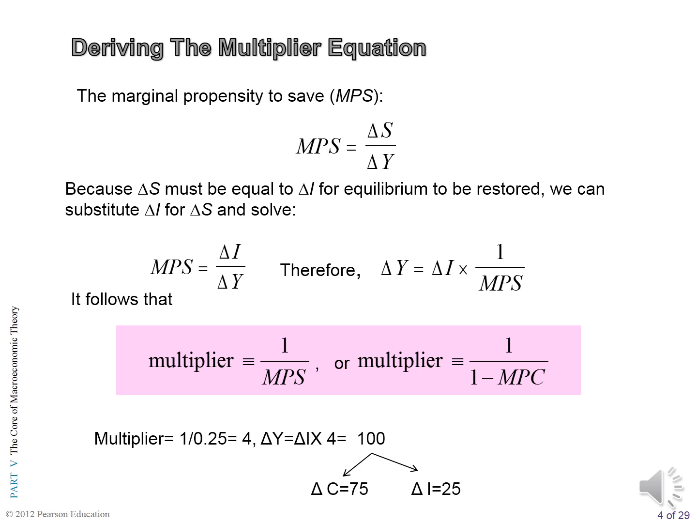Okay? And vice versa for marginal propensity to consume. If marginal propensity to consume increases, of course, the value of the multiplier will increase. If marginal propensity to consume decreases, of course, the multiplier will decrease. Okay? Easy?